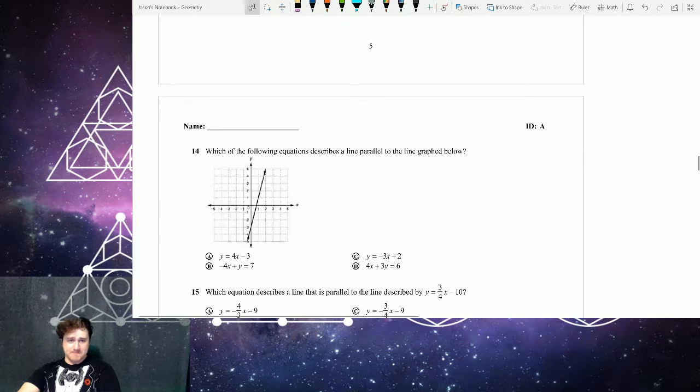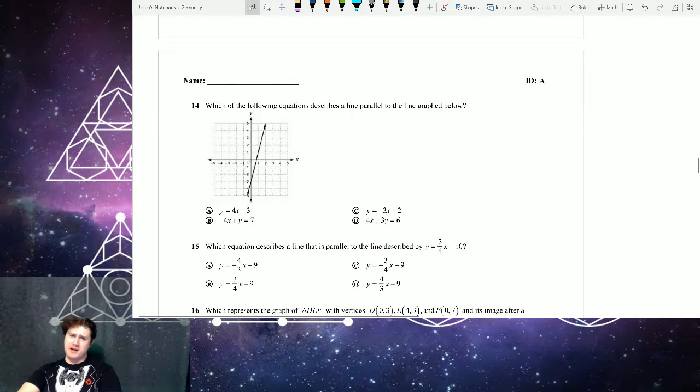Takes us to number 14. Which of the following is a line parallel to the line graphed below? So what we need to do is look at where we can figure out points and slopes from the line. So we've got this point here at (0, -3), this point at (1, 1). To figure out this slope, we're going to go up a total of 4, and right 1. So our slope is 4 because we do rise over run.